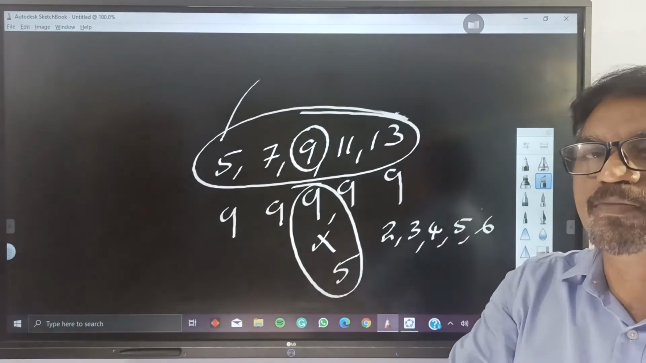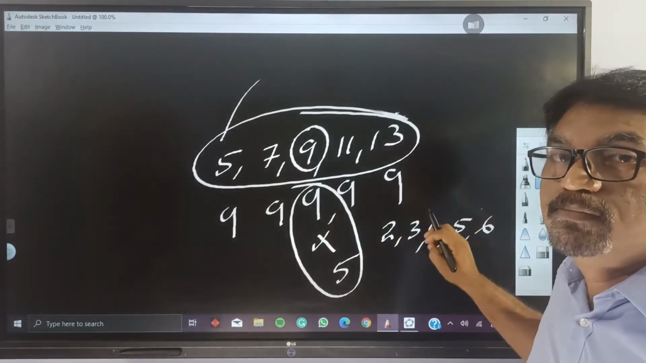Suppose if you want to find out the sum of these 5 terms, it is enough to multiply the middle term by the number of terms.